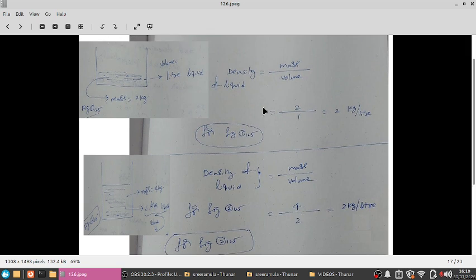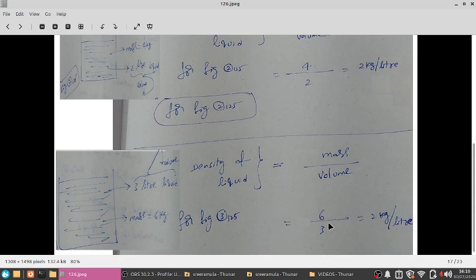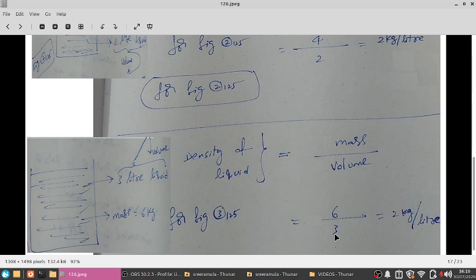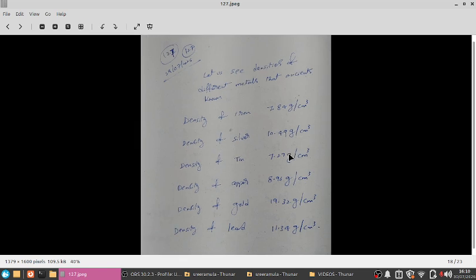If you have taken a small volume, it is 1 liter and the mass is 2 kg, 2 by 1, 2 kgs. If you have taken a large volume like 3 liters, then the mass also will increase to 6 kgs. 6 by 3 is again equal to 2 kg per liter. So the density value will not change, whether you have taken a small amount of liquid or a large amount of liquid. I will continue in the next video.